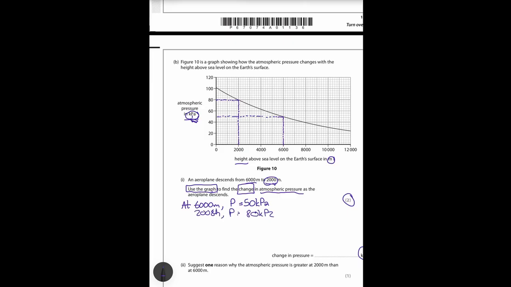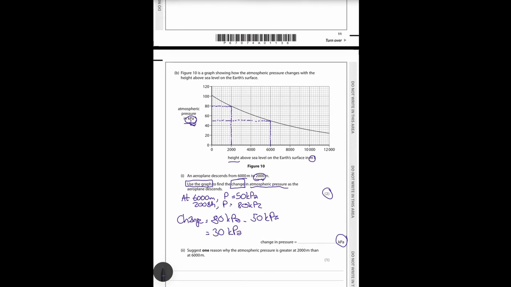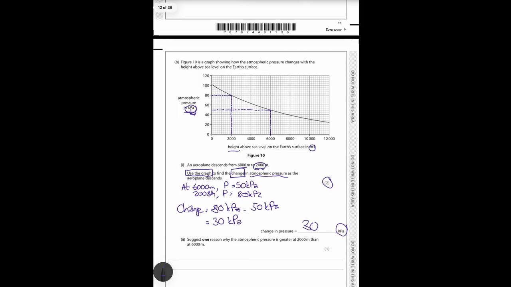So it went from 6,000 to 2,000, so it went from a pressure of 50 to a pressure of 80. What's going to be the change? Change is always something take away something else. So the change is going to be 80 kilopascals minus 50 kilopascals. Then I know the answer. I put it in my calculator, and I get the answer is 30 kilopascals. Like we said, I've already checked the unit, and I know that unit's okay, so I can just leave that as 30. It's already two significant figures, so I don't need to round it any less than that. That's okay.